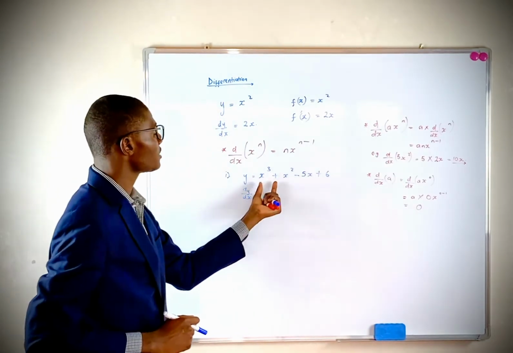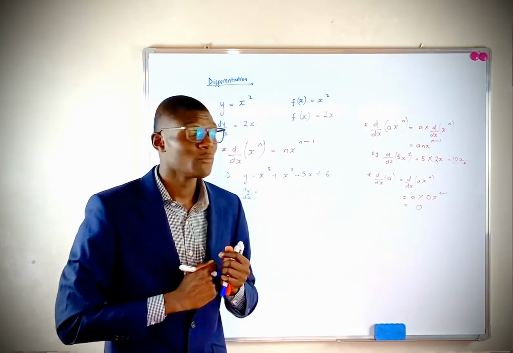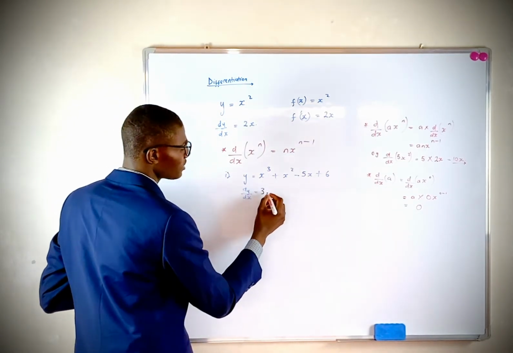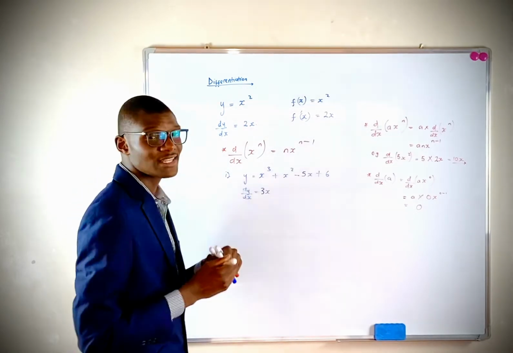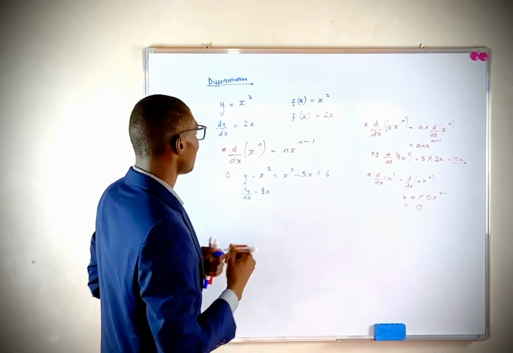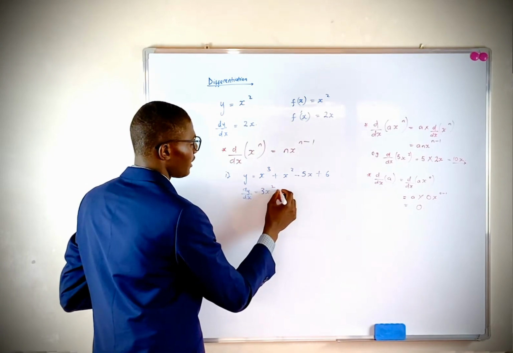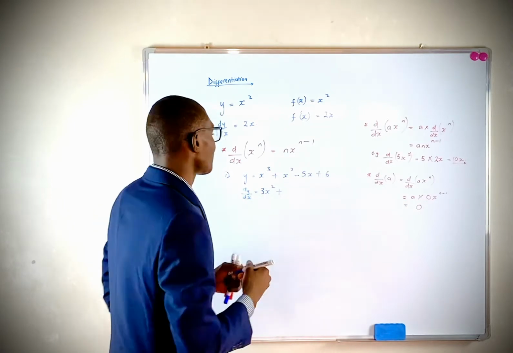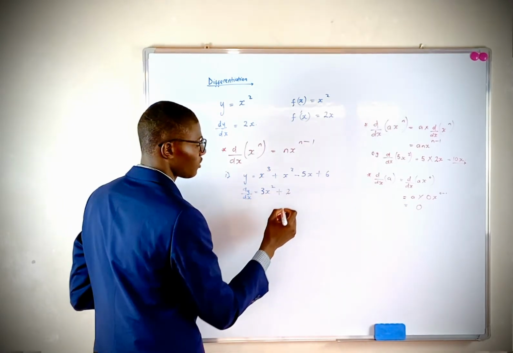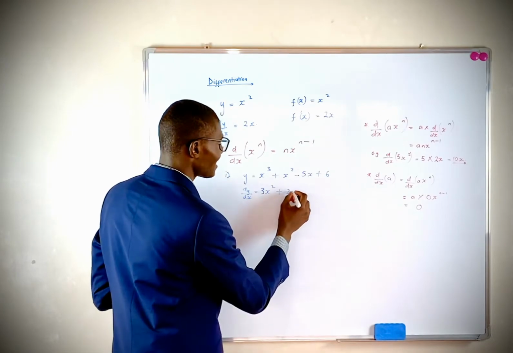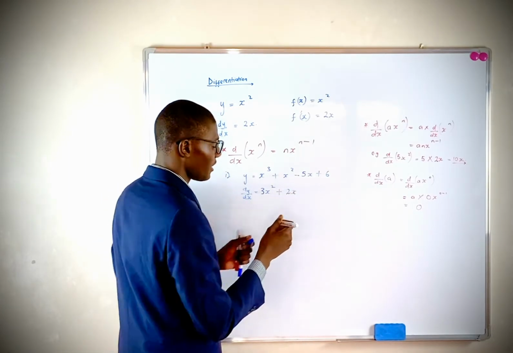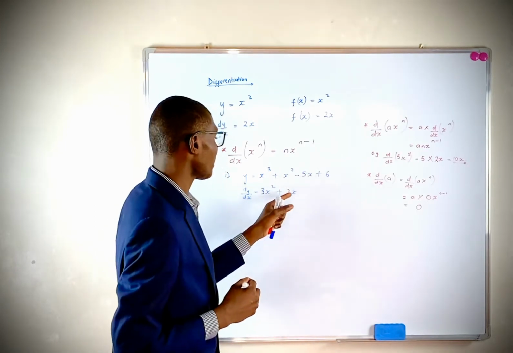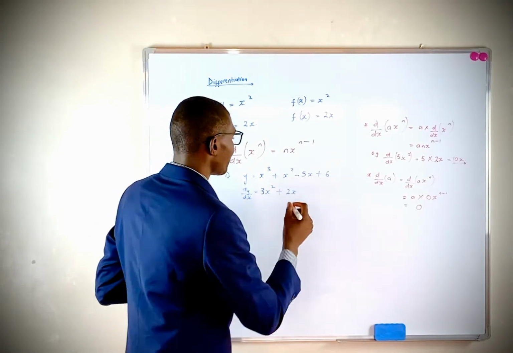So now the derivative of x to the power of 3, we know that we drop the power 3, then multiply by x, then subtract 1 from the power of 3 to get a 2. Then plus the derivative of x squared, we are dropping the power 2, then multiplying by x, and then subtracting 1 from the power of the 2 that is already there. So we shall get x to the power of 1, minus.